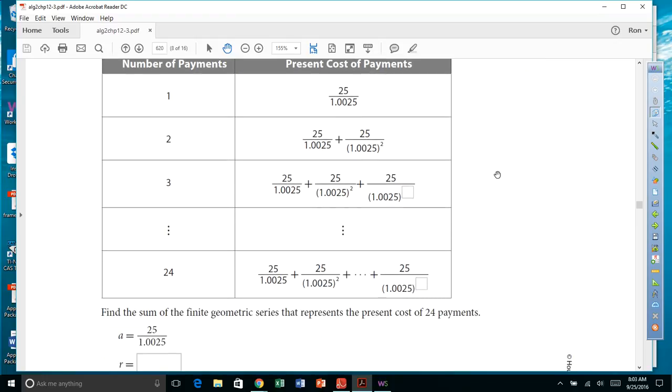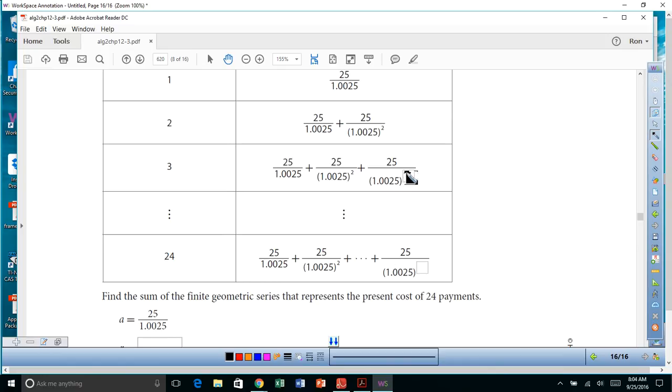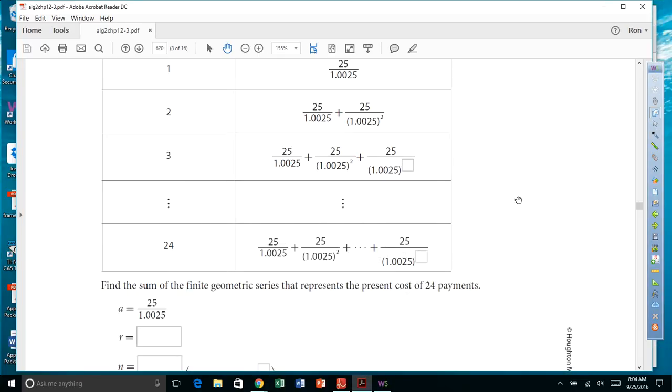So the first payment is $25 divided by 1.0025, and then that twice. This would be 3 times, so that would be to the 3rd power, and keep on and on. And then over the 2 years, you would add all of this up. Now, find the sum of a geometric series that represents the present cost of 24 payments.